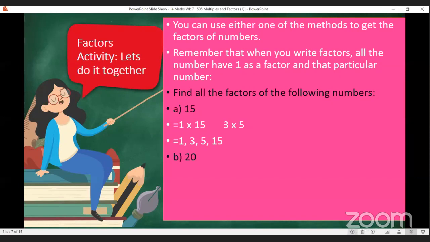And then number B is 20. Find all the factors of 20. Okay, I'm going to unmute Zoe. Zoe, you are unmuted. Hello, ma'am. Hello, Zoe, how are you? Fine, thanks. And how are you? I'm also fine.